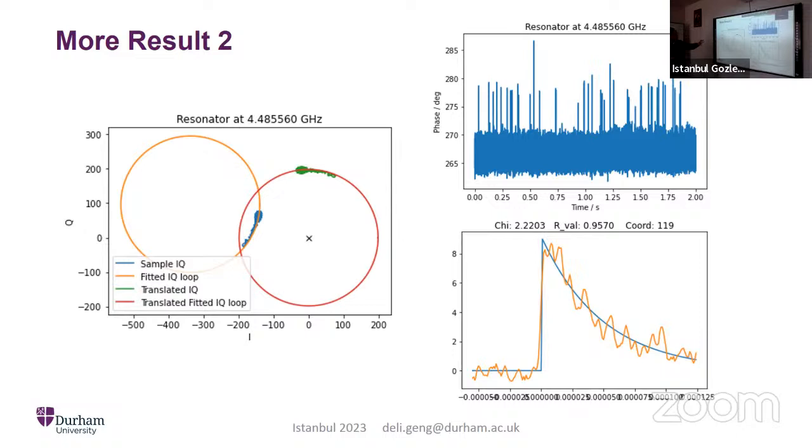So on the IQ plot, you see something like that, and the phase is relative to the center. From the phase plot, you will see the pulses, and the lower one is an amplified pulse. By detecting this pulse, you can detect the photon and count the incoming photons, and also by measuring the height of the pulse, you can even know the spectrum of the incoming photon.